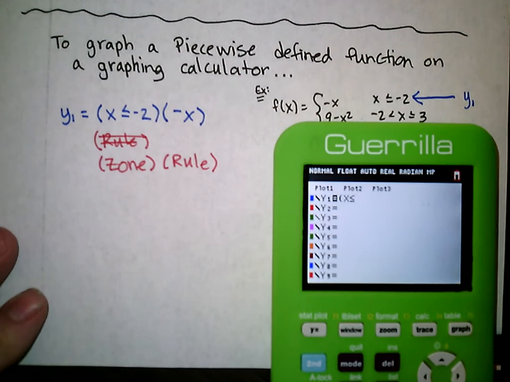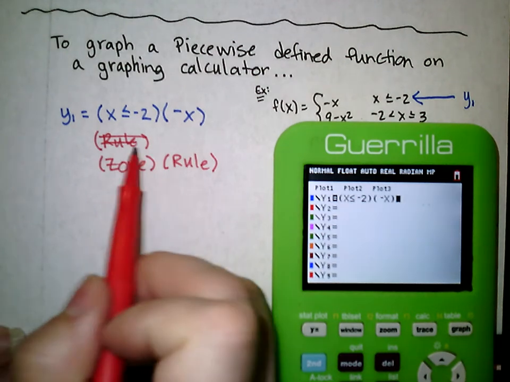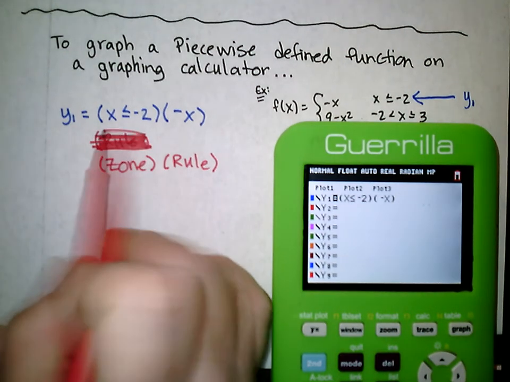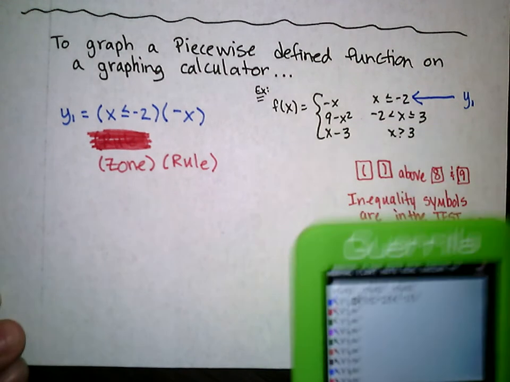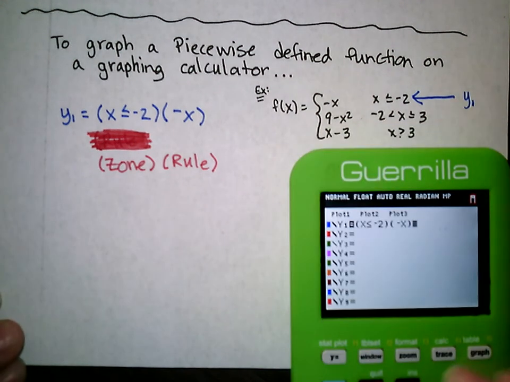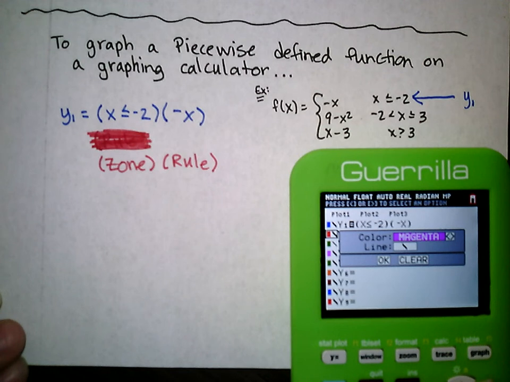So x less than or equal to -2, and then close my parenthesis, open another one, -x. Make sure when you're using your calculator that you use the symbol for negative, not the subtract symbol. All right, when I have this double inequality here, I have to put 2 rules.